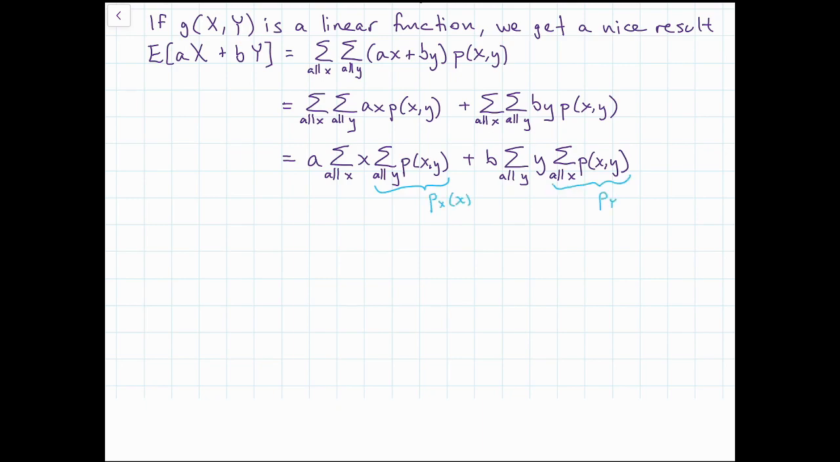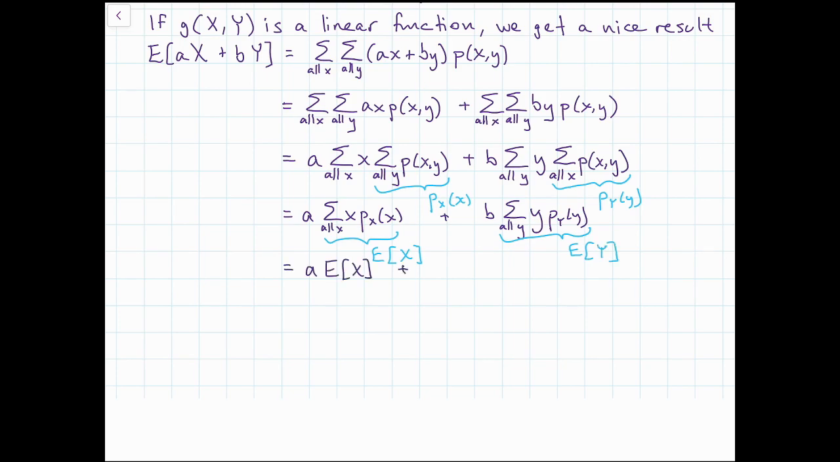But that probability there, p(x,y) summed up over all y and summed up over all x, those are just by definition the marginal probability functions of X and Y respectively. So then we get a times the sum over all x of x p(x) and b times the sum over all y of y p(y). Well, those are just the expected values. And so altogether we get a E[X] plus b E[Y].